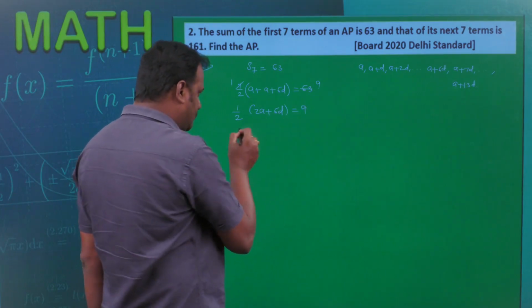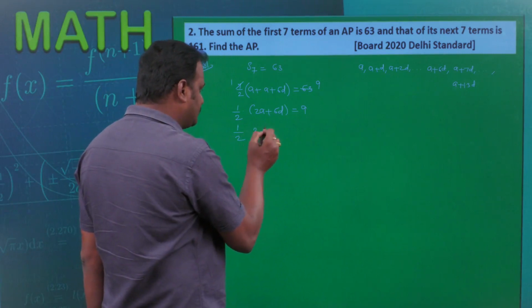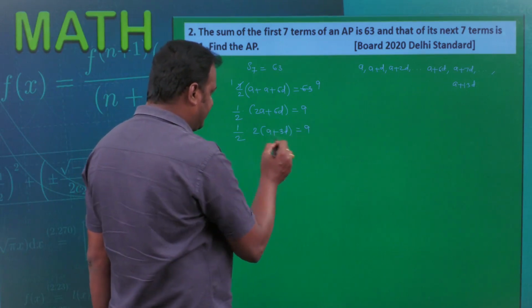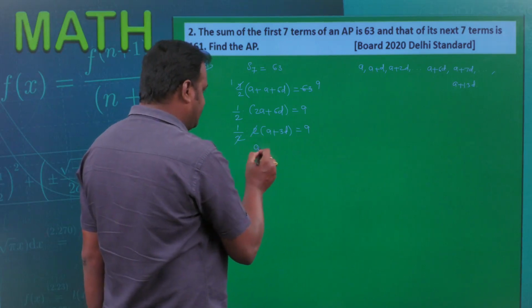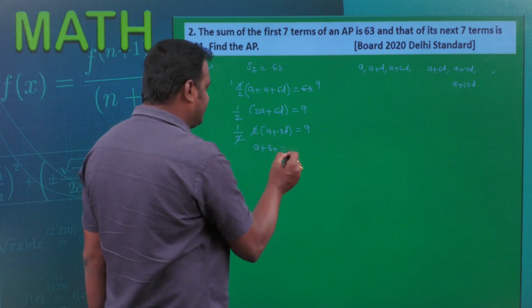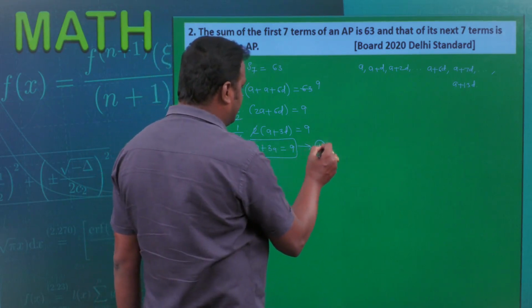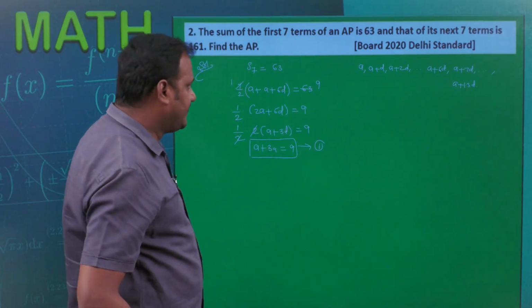Again I can take 2 common here. So 1 by 2 into 2 into A plus 2 threes are 6 is equal to 9. Again the 2s cancel. Finally A plus 3D is equal to 9. This is the first equation that I got from the first information.